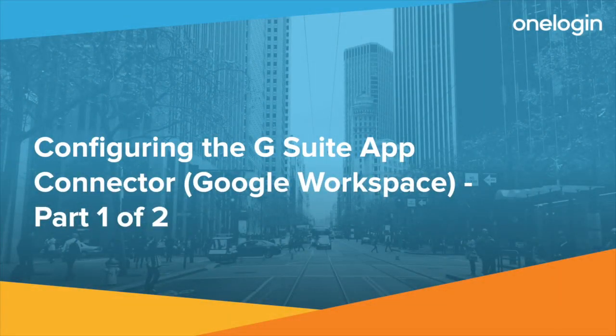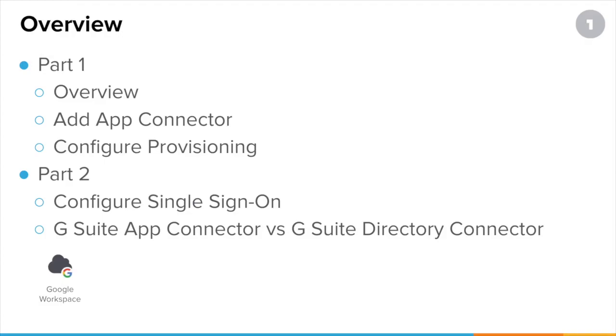Welcome to configuring the G Suite app connector, which connects your users to what is now known as Google Workspace. There are 5 main topics we'll be covering in this training, which we have divided into 2 videos. In the first video, we'll start with an overview of what we want to configure so we have an idea of where we are trying to get to. Then, we'll just add in the basic app connector and then configure it for provisioning.